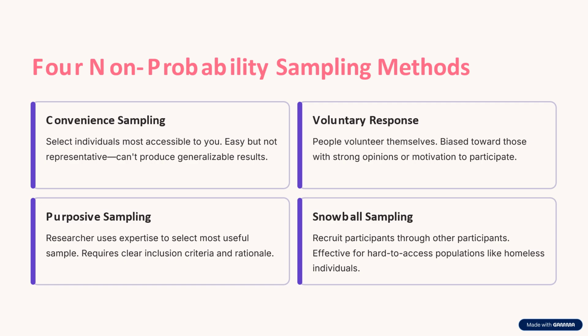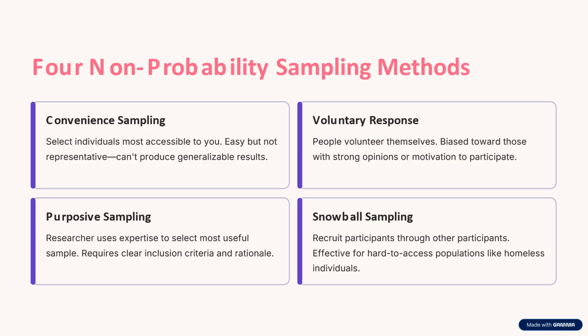There are 4 non-probability sampling methods. They are convenience sampling, voluntary response, purposive sampling, and snowball sampling. A convenience sample simply includes the individuals who happen to be most accessible to the researcher. This is an easy and inexpensive way to gather initial data, but there is no way to tell if the sample is representative of the population, so it can't produce generalizable results.